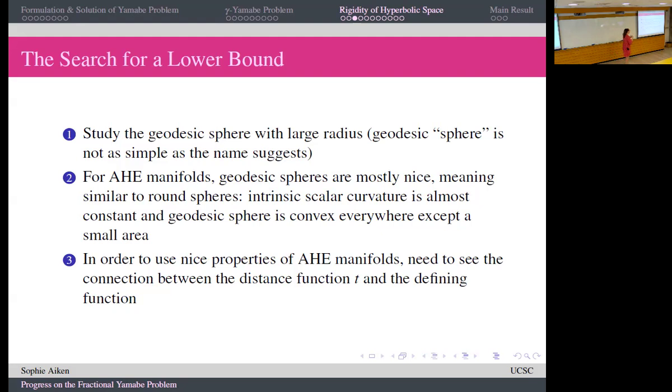Do they compare well? It turns out if we force our interior to be an asymptotically hyperbolic Einstein manifold, then geodesic spheres are pretty similar to actual round spheres, which is good. So it's going to play nicely with the level sets of the defining function. And that's the main idea: to understand the relationship between these two distances, building from the interior out and from the boundary in.